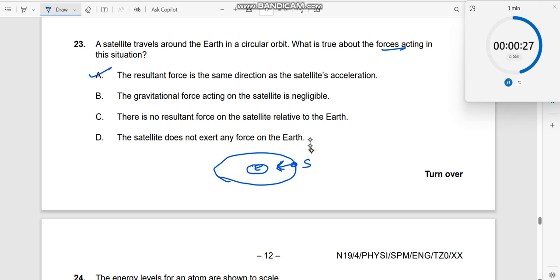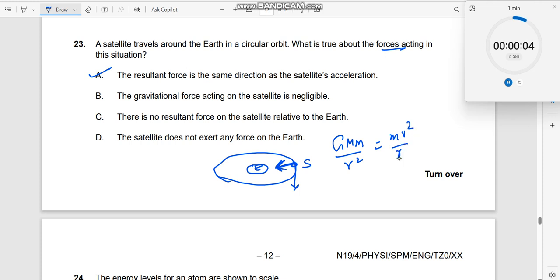Let us look at the rest of them also. Gravitational force acting on a satellite is negligible. When we talk about gravitational force, we always consider downward like this. Here, there is no downward force because gravitation is due to the Earth, so that is also acting in this direction. So, we have to consider this. What is the gravitational force? It is nothing but GMm by r square, which should now be equal to mv square by r.